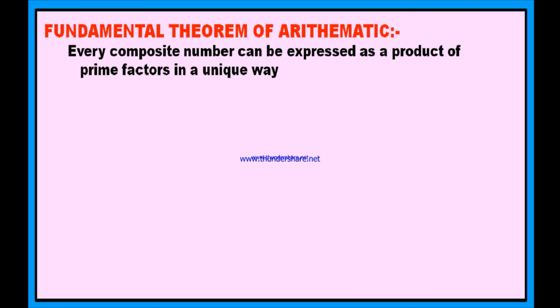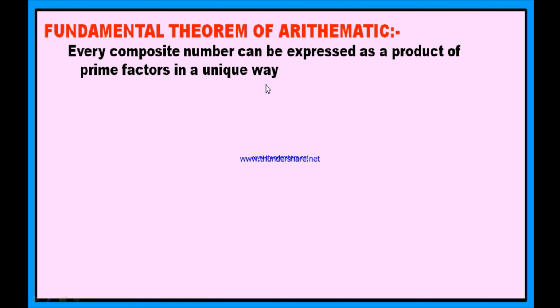You may try to understand. First of all, what is a composite number? A composite number is a number which has more than two factors. A number with exactly two factors is called a prime number, and a number which has more than two factors is called a composite number. Now, every composite number can be expressed as a product of prime factors in only one way.